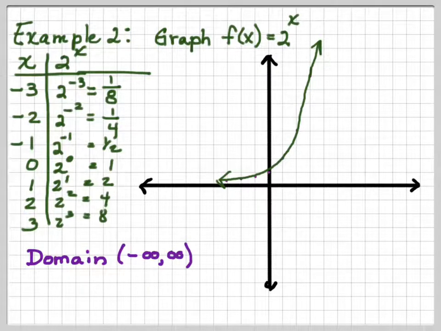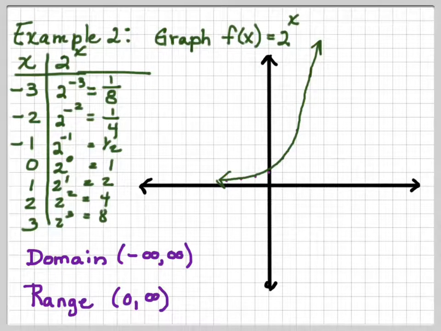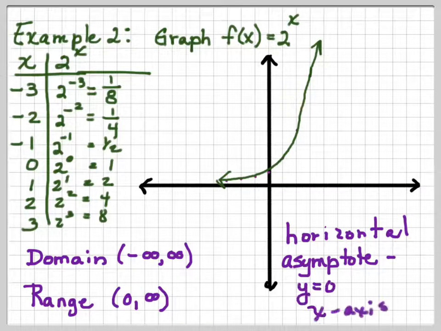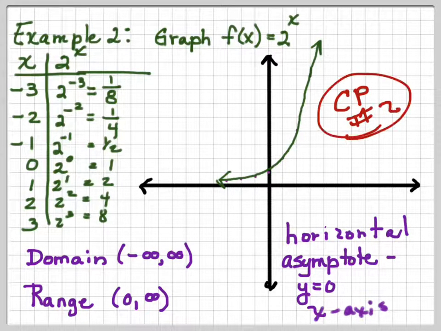Okay, the domain of this graph is all real numbers. x can be anything. The range is going to be, you notice that the graph never goes below the x-axis, and it actually doesn't even touch the x-axis, so the range is going to be 0 not included up through positive infinity. There's a horizontal asymptote. An asymptote is a line that the graph approaches but never reaches, and that horizontal asymptote is y equals 0, or the x-axis. All right, go ahead and do your checkpoint number 2 and come back.